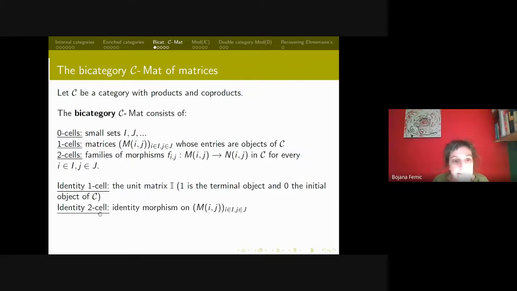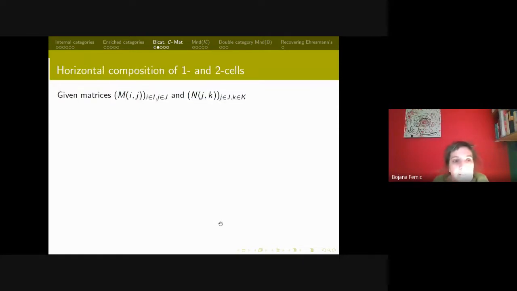And then identity two cell on one cell, which is one matrix. Well, yeah, it is just identity morphism on that matrix. So the family of identities, right? So nothing really big happens there. Now let us see composition of one cells and horizontal for two cells and also vertical.